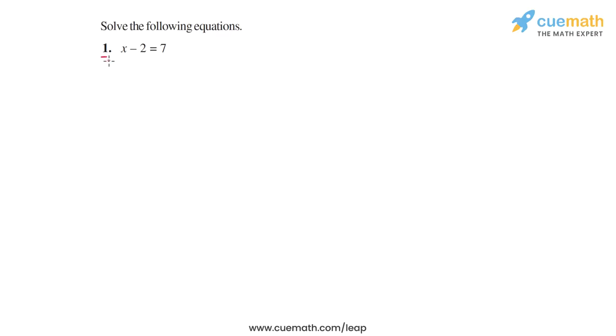In question 1 of this exercise, we have to solve the equation x minus 2 is equal to 7. So the variable in this equation is x and the equation is x minus 2 equal to 7. So what we have to do is separate out the variable and find its value. To do that, we can add plus 2 on both sides of this equation, because that will eliminate this minus 2 term on the LHS.